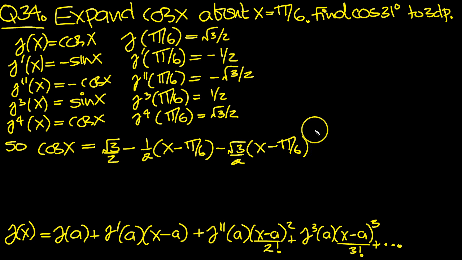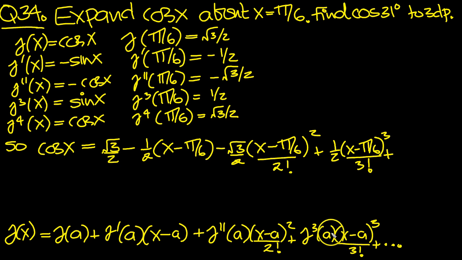This time the f double dash is squared, isn't it? Over 2 factorial. F3 will be here, will be plus a half. X minus pi over 6 cubed over 3 factorial plus, and then the F4 term, root 3 over 2. It will be x minus pi over 6 to the power of 4 over 4 factorial plus. So there's all the terms then.